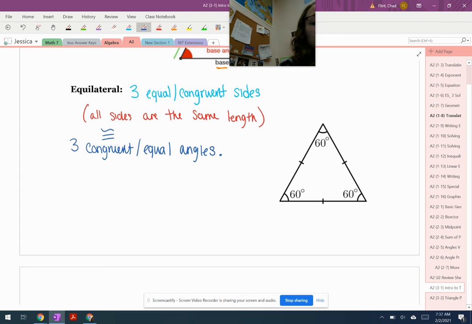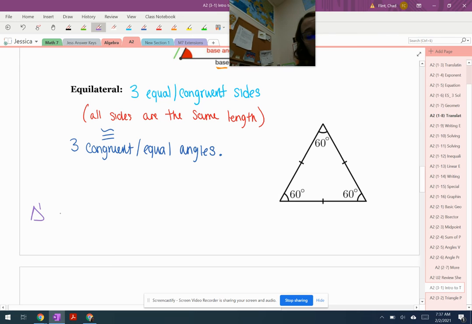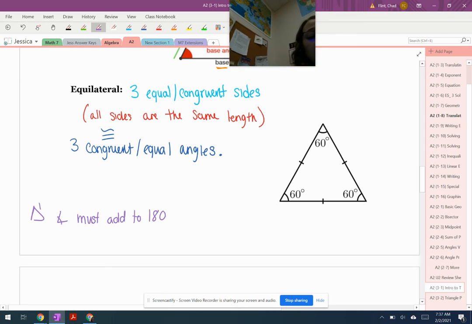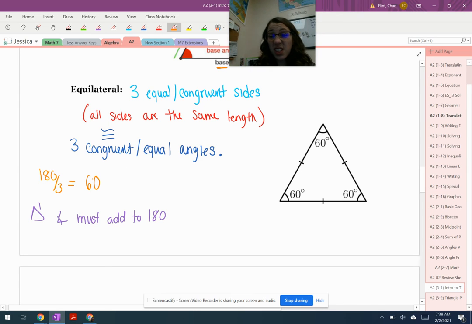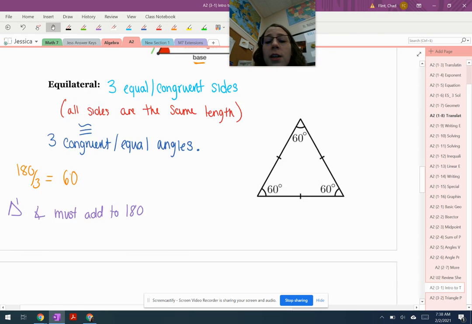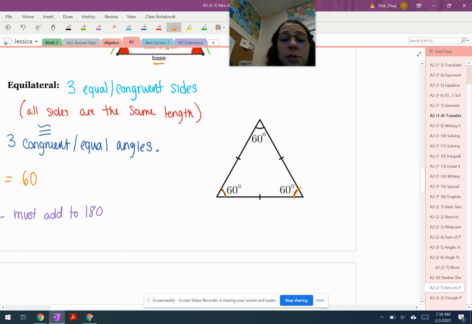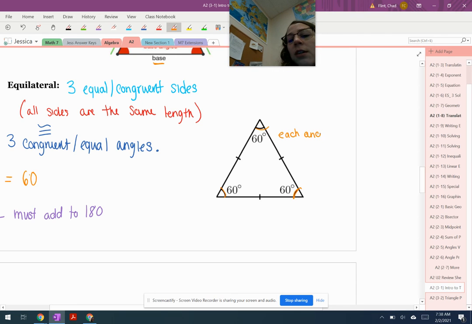Well, we know that angles must add to 180. So triangle angles must add to 180. So if I take that 180 divided by 3, that would give me 60, making each angle 60 degrees. So in an equilateral triangle, each angle is 60 degrees, as you can see in our picture here. Each angle is 60 degrees.